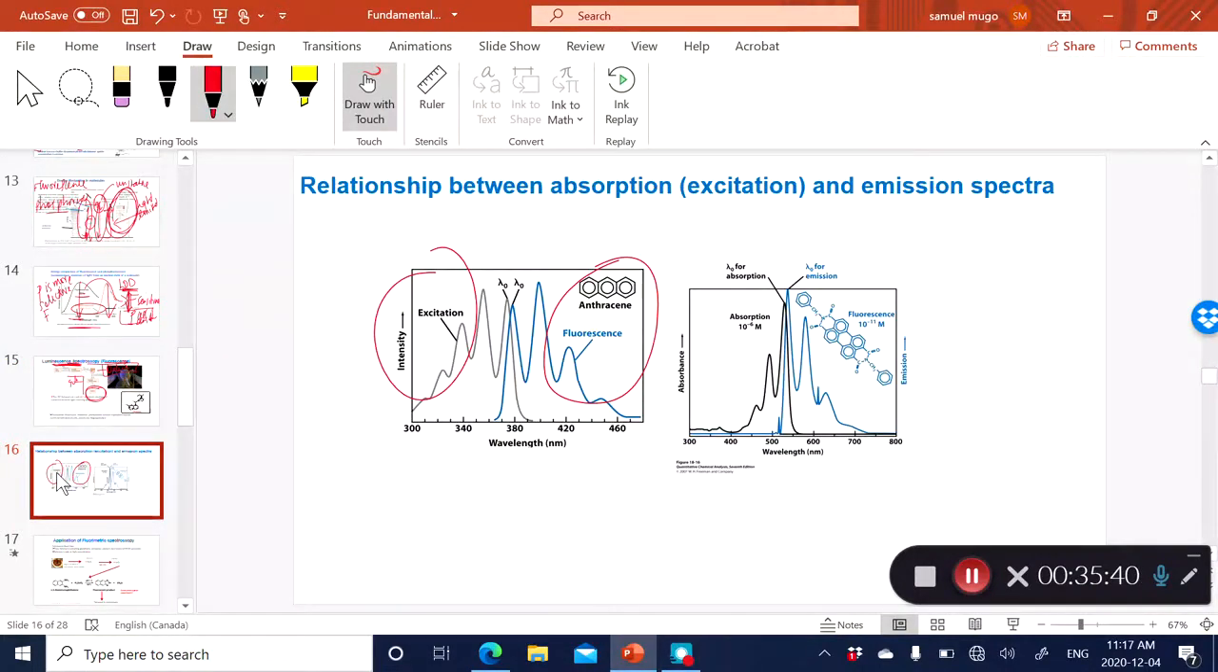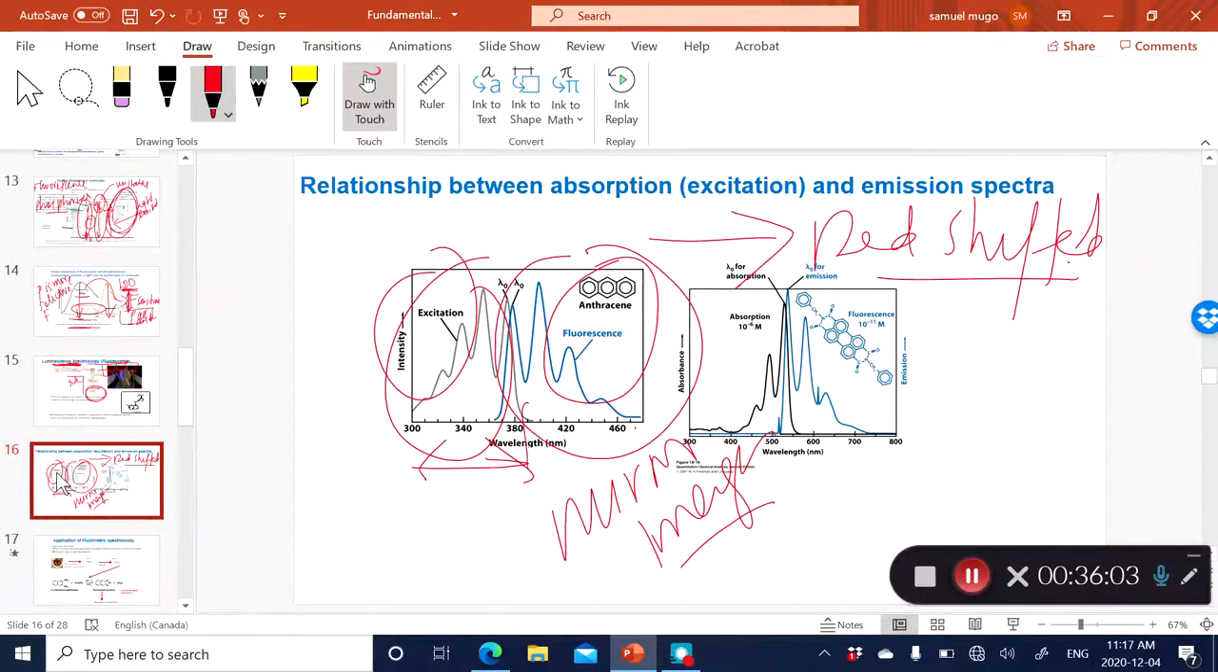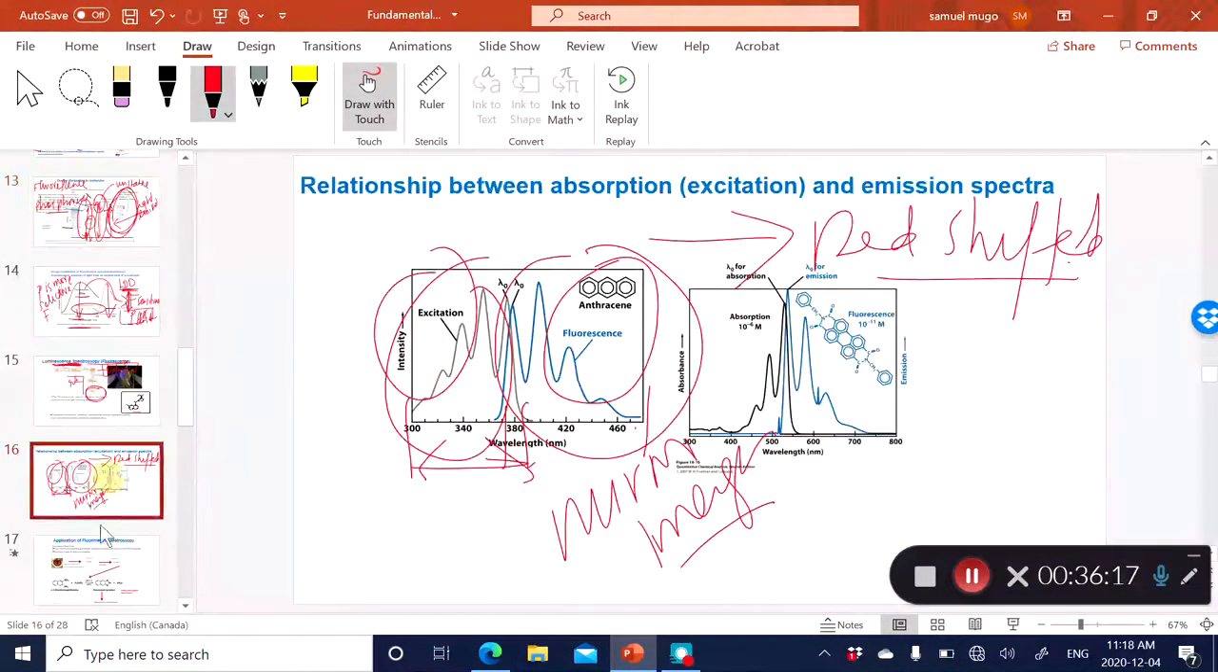And if you look at the emission profile compared to the absorption profile, they are always mirror images. The only difference is the emitted spectra is red shifted. And the reason it's red shifted, you can see it's of lower energy compared to the absorption spectrum. And that makes sense, if you look again at the Jablonski diagram, you can see that some of the energy is going to be lost due to radiationless relaxation.